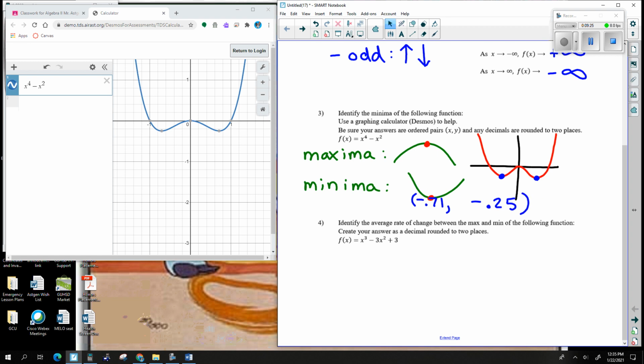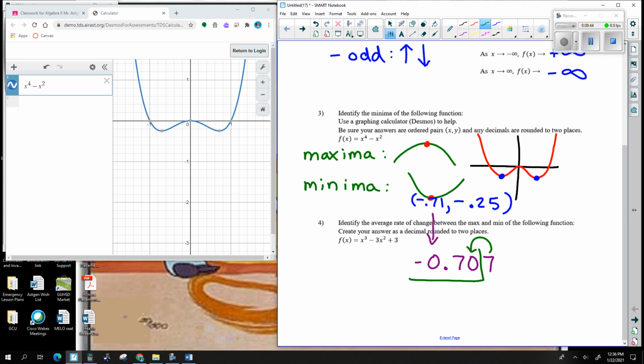Okay, that's what the minimum is, and it says round to 2 decimal places. So let me talk about that real quick. On my calculator, it said this was negative 0.707, I believe. So if I'm rounding this to 2 decimal places, okay, I see that 7 is a big number, so I have to add a 1 on there. So that would be 7.1. Okay, so that is that minima right there.